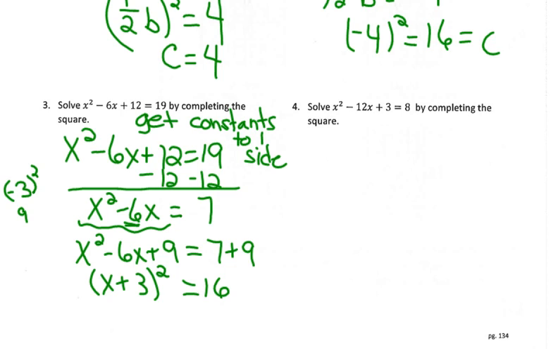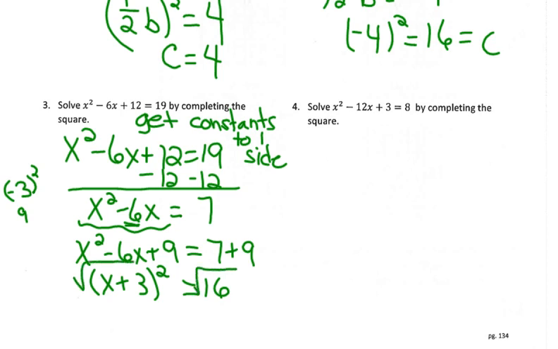Now, here's where it gets a little bit different too. I need to now get rid of my squared. Well, to get rid of the squared, we have to take the square root. I could go through and multiply these out and then get one side equal to 0 and factor it, but this is going to be a little bit quicker.